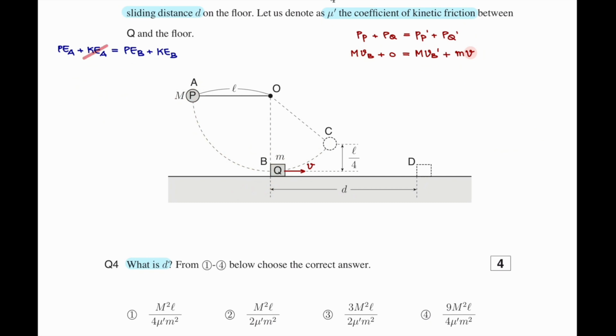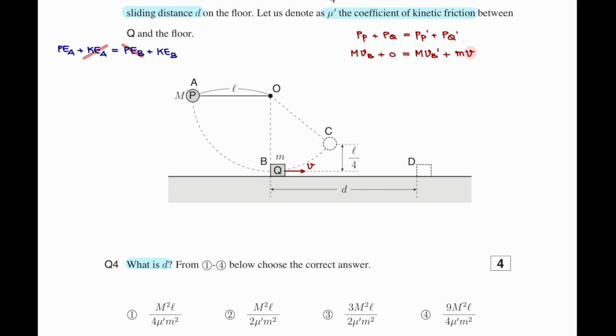And then, since B is the lowest position, the height of the object at position B is equal to 0. Since the height is 0, the potential energy is 0, because the formula of potential energy is mgh. If the height is 0, then the potential energy is 0.